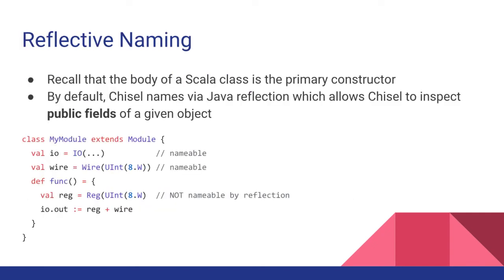All right, now let's talk a bit about reflected naming. Maybe instead of recall, I'm just going to talk about this. The body of a Scala class is the primary constructor. That is, it is the code that is executed when you construct that object. There are ways to create other constructors, but that's an uncommon pattern in Scala.